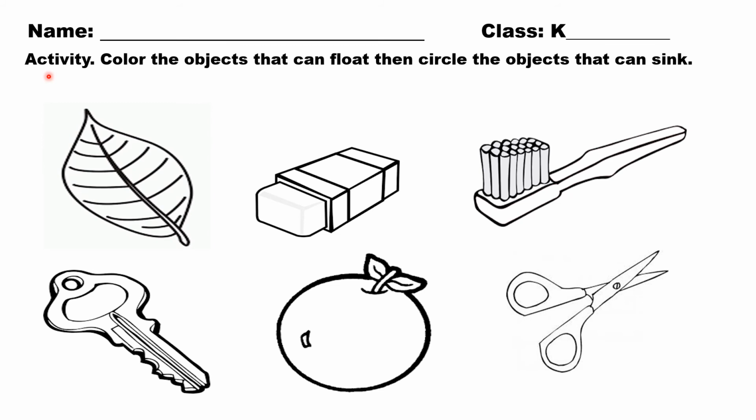Let us now move on with your activity. But before that, please check your worksheet if it's the same as the activity that you can see on your screen. It should be the same as your paper. And also, please write your name and your class, K3/5. For your activity, you are going to color the objects that can float. Then, circle the objects that can sink.